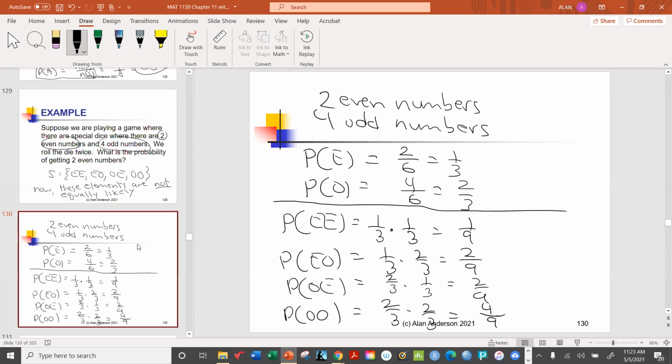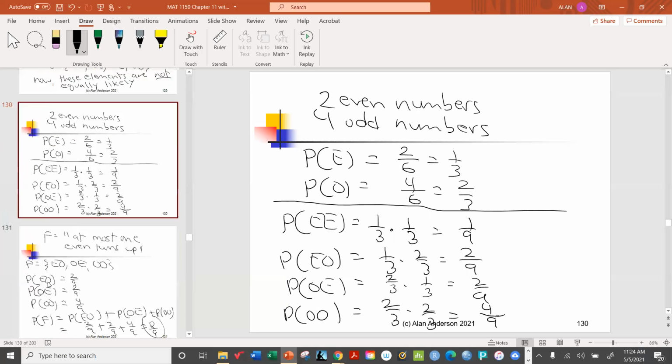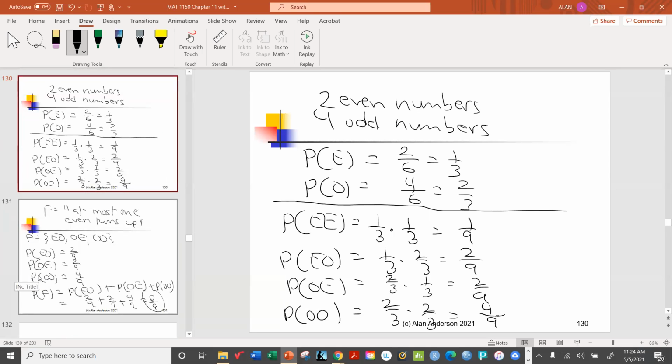All right. Now let's go ahead and ask some more questions and see how things are different now compared to before, where they're all just the same. All right. Well, let's use the same definition for F, the probability that at most one even number turns up. And we're going to see that instead of 3/4, it'll be a very different number. All right. Are we ready?